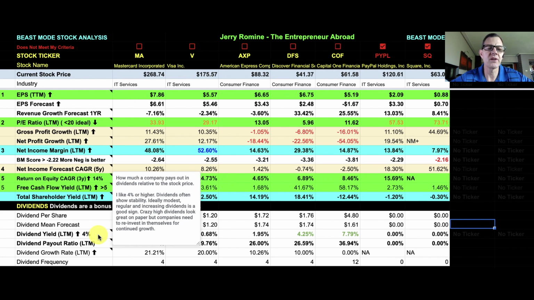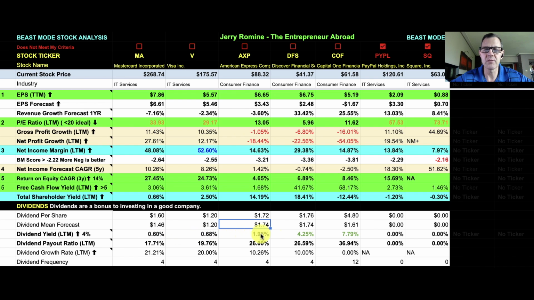I like 4% or higher, and dividends often show stability. Ideally, modest, regular, and increasing dividends is a good sign. Crazy high dividends look great on paper, but companies need to reinvest in themselves for continued growth. So here, you can see where the numbers come in yourself, and we can see that Discover and Capital One are paying a dividend yield of 4.25 and 7.79%. Not too bad. Looks good.